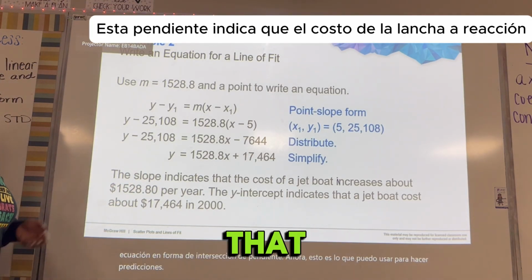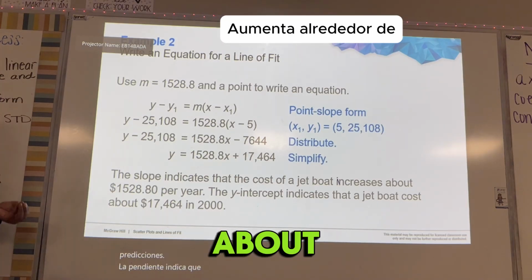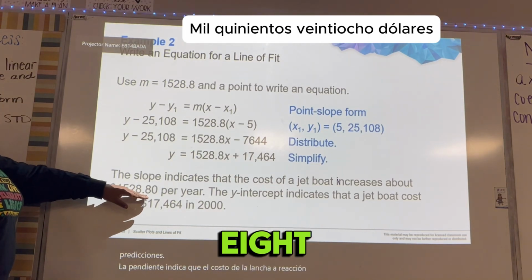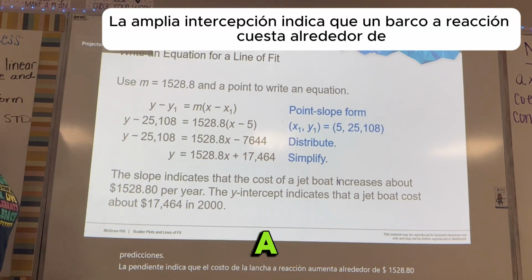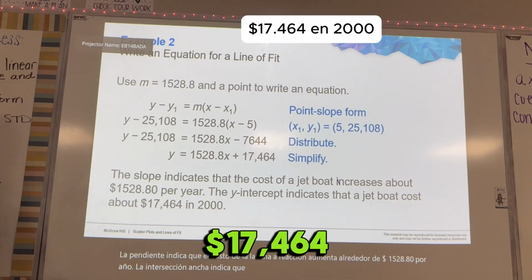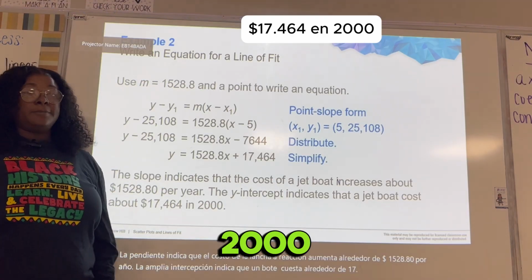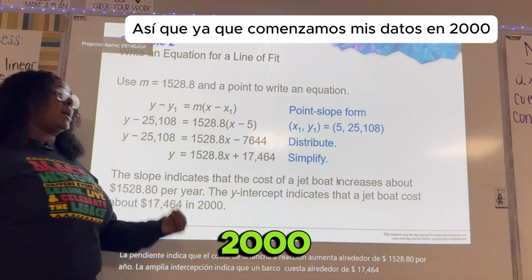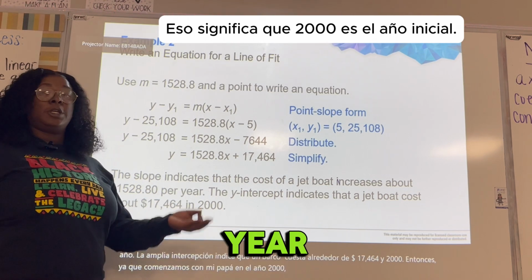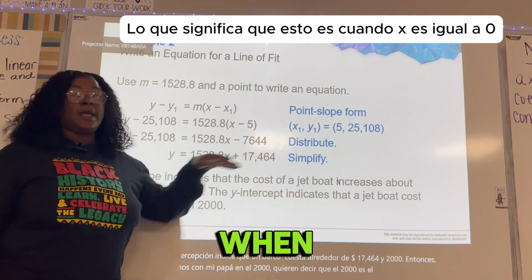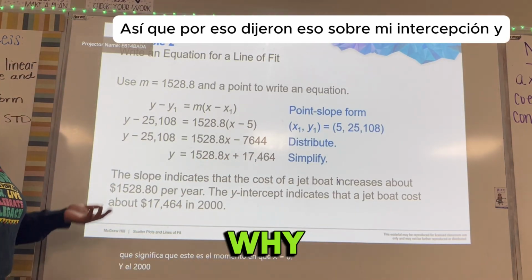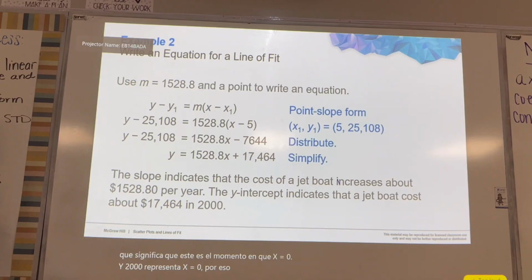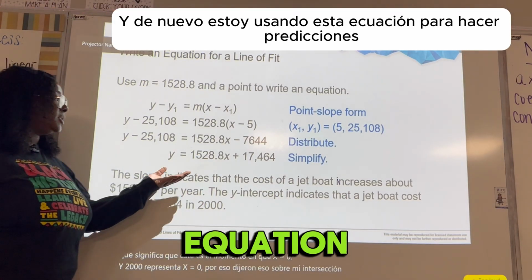The slope indicates that the cost of the jet boat increases about $1,528.80 per year. The y-intercept indicates that a jet boat costs about $17,464 in 2000. So since we're starting my data in 2000, that means 2000 is the initial year, meaning that this is when x equals 0 and 2000 represents x equals 0. So that's why they said that about my y-intercept. And again, I'm using this equation to make predictions.